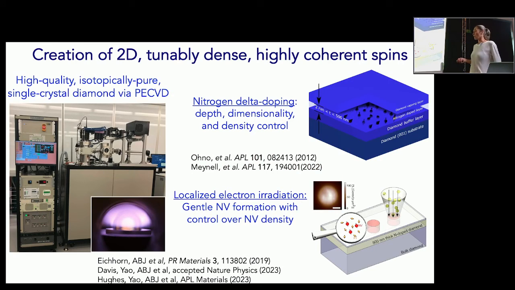We do this with diamond growth. We have our in-house CVD growth chamber. We're able to grow very thin layers of diamond, introduce nitrogen in a very thin delta-doped layer, and then continue to grow diamond on top of that. We can introduce nitrogen. We can introduce the vacancies via local low-energy electron radiation.